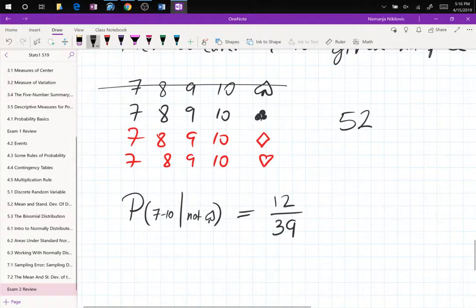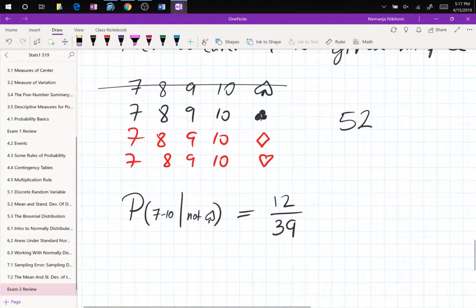Yes? Inclusive includes 7 and 10. When it's not inclusive, then it's just 8s and 9s. That's just the open and closed interval for numbers. That has nothing to do with mutually exclusive or anything like that. For 7 to 10 exclusive, it's just 8s and 9s, so it will be 6 over, because you would only have these ones in that case.